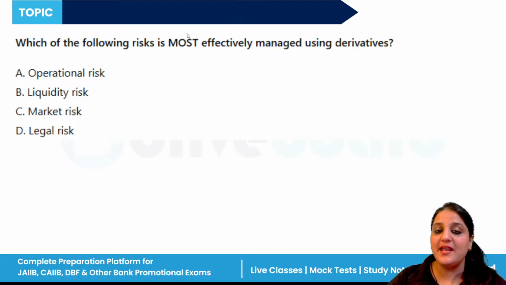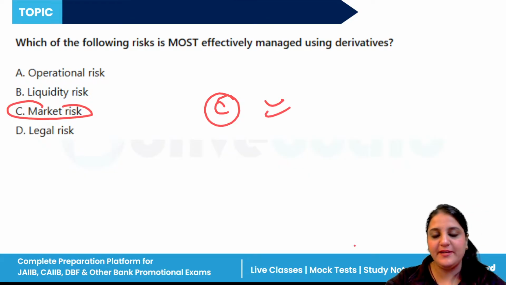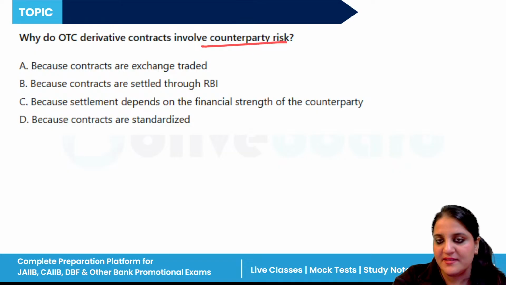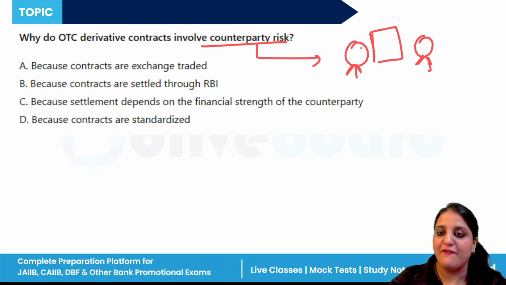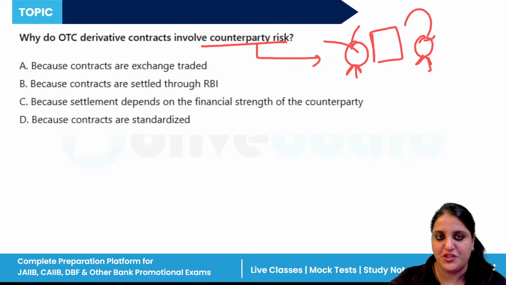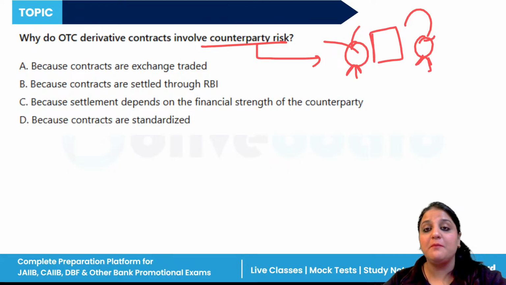So which option is correct? Simple here, market risk is the correct answer. Option C is the correct answer. Great. Got it? Why does OTC derivative contract involve counterparty risk? What is counterparty risk? When two parties enter into an agreement, one party fulfills their part of the obligation but the other party is unable or fails to fulfill their obligation. So why do the derivative contracts involve the counterparty risk?